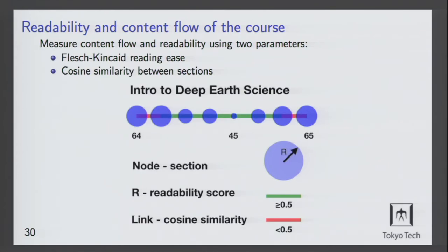Another measure we used is the cosine similarity between courses, and here we decided to represent courses as graphs, where each section is represented as a node, and a section's readability score, or reading ease, is represented as the radius of each section. So the higher the readability score, the easier the section is to read. And we also designed the link as a course similarity. The green link means high similarity, and the red link means there is less similarity, which the model was able to capture.